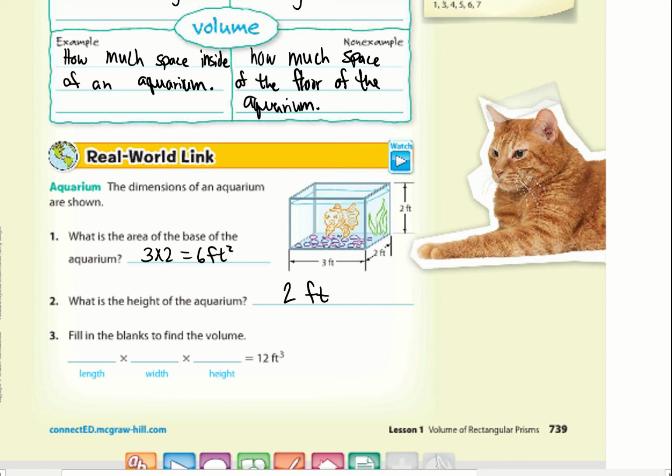So how to find volume, I'm going to take my length times my width times my height. So 3 times 2 times 2 is going to equal 12 feet cubed. Notice in volume, my unit is cubed, or to the third power.